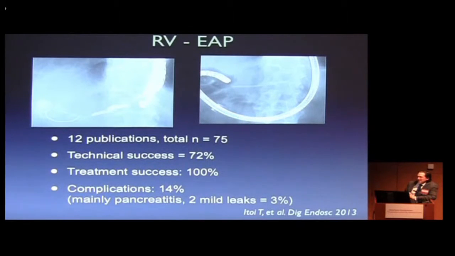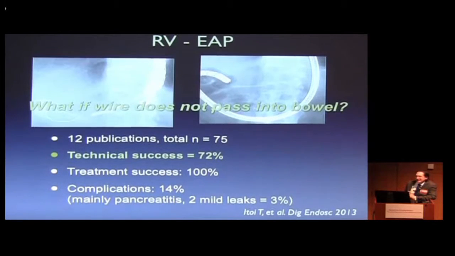So RV-EAP, there's a number of publications on it, totaling 75 patients. The treatment success is very high once you can get that wire into the bowel, because then it basically becomes an ERCP. And there are some complications, but those complications are mainly related to pancreatitis that we're familiar with from ERCP. Now the challenge is getting that wire across the obstruction into the bowel, and therefore the technical success is only 72%.